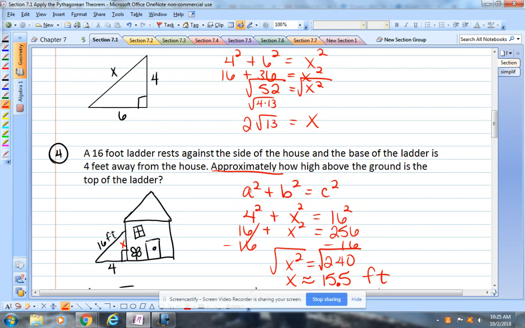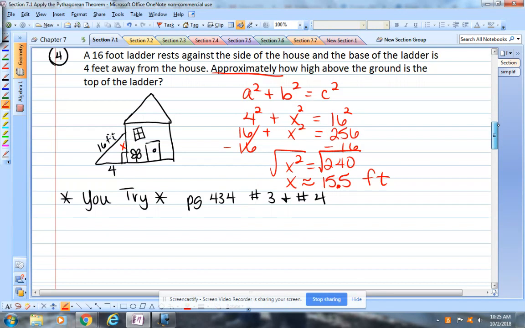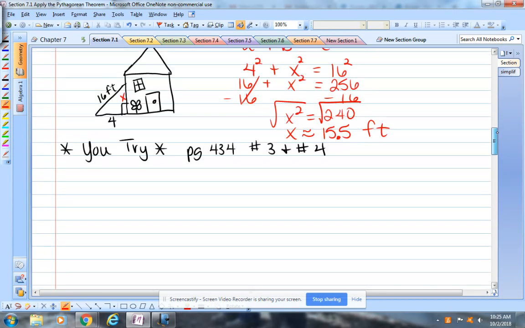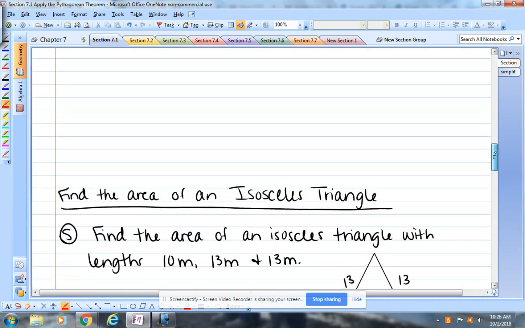Let's check and make sure that answer makes sense. If I'm looking for a leg, is it ever going to be longer than the hypotenuse? No, a leg should always be smaller than the hypotenuse. So do we get a number that's smaller than our hypotenuse? Barely, but it is. Okay? Good job. I'm going to skip that. I think y'all are good on this. Don't y'all agree?